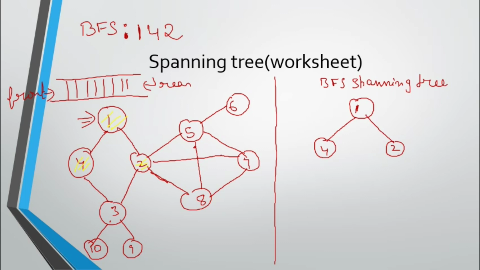And put 4 and 2 into the queue. So 1 was there in the queue, so it is already gone. Now we have 4 and 2. Which is the next in the queue? 4 is there in the queue, so please remove it from the queue. I'll just update 2. Now the currently working node is 4.